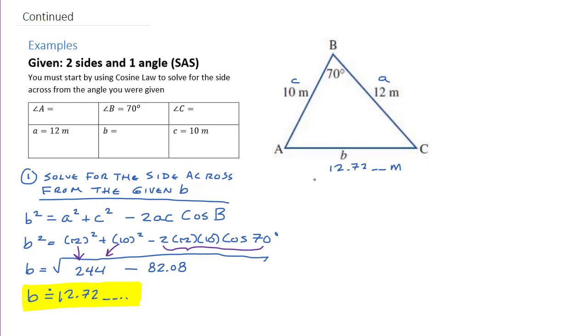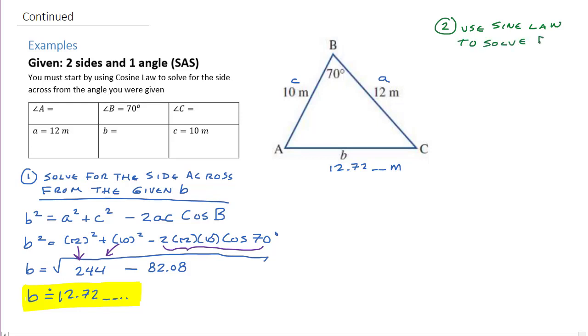Okay, now we've got that. Our next step is you don't need to use cosine law anymore. This is where people kill themselves. They keep using cosine law. It's way too much work. So I'm going to go up here and do step 2. Step 2, use the sine law to solve for one of the other angles. So use sine law to solve for another angle. And it's up to you which one you go for here, okay? Another angle. So pick one.